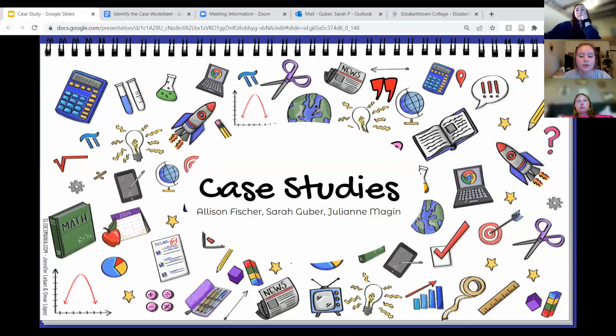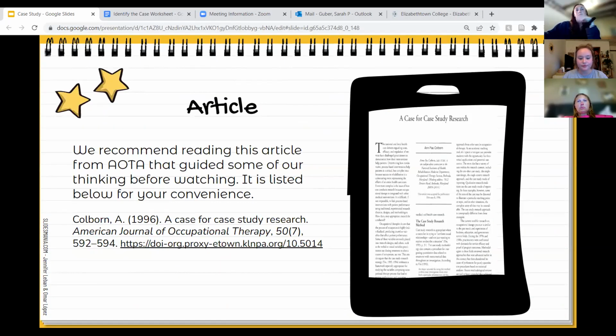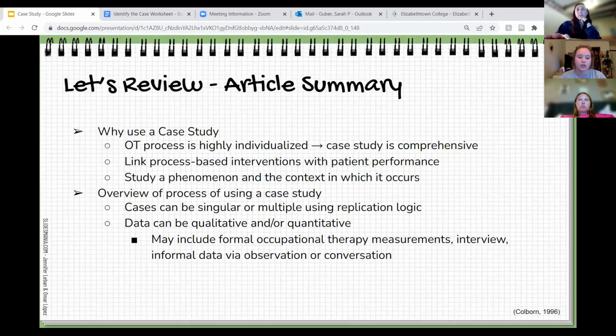So today we're going to talk about case studies. We recommend that you read this article from AOTA's website that guided some of our thinking before you begin watching. It's listed below for your convenience. It's called A Case for Case Study Research. So let's review this article before we begin.